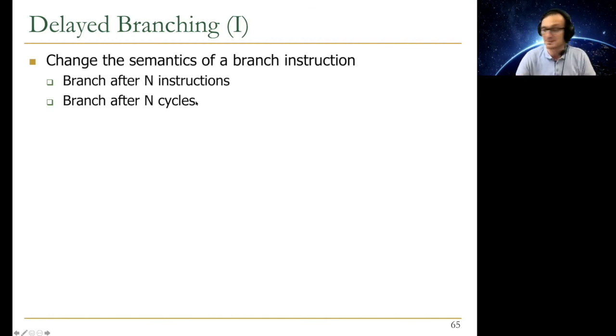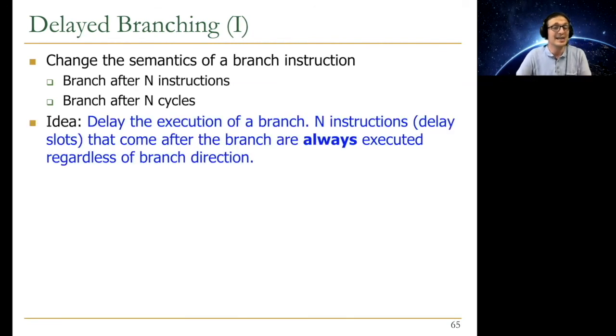Now you can see that it's becoming very dependent on the microarchitecture, right? You make the semantics of a branch instruction dependent on the microarchitecture a bit. But that's the basic idea: delay the execution of a branch. You have n instructions, the delay slots, that come after the branch, and they're always executed regardless of the branch direction because the branch doesn't affect them. You're delaying the execution of the branch.